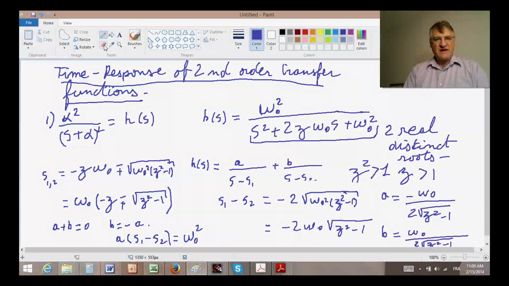We replace a and b by their value in the transfer function. And we say that we replace this by minus omega 0 divided by 2 square root of zeta squared minus 1. Okay. Let me rewrite this. This is not very nice.